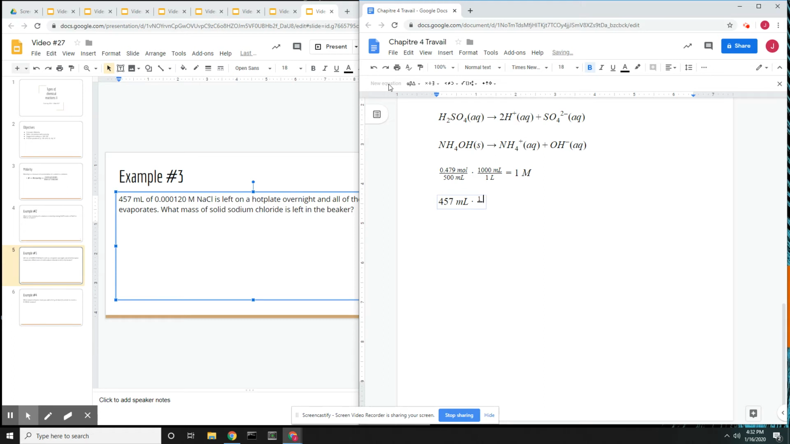I'm going to convert it to liters. And then I can use my molarity. So I could have also, let's just say if I was starting with, instead of liters, I was starting with moles, I could flip that fraction. I could have 1 liter over that many moles. And then because I'm looking for grams, I'm going to need molar mass.